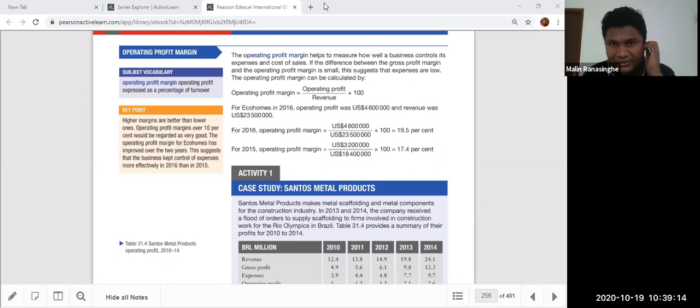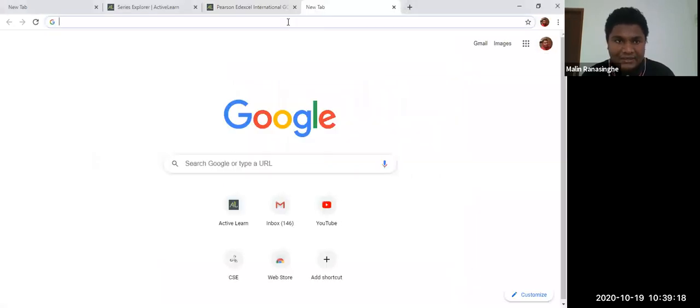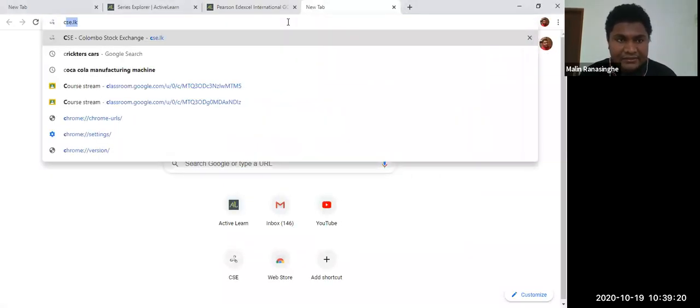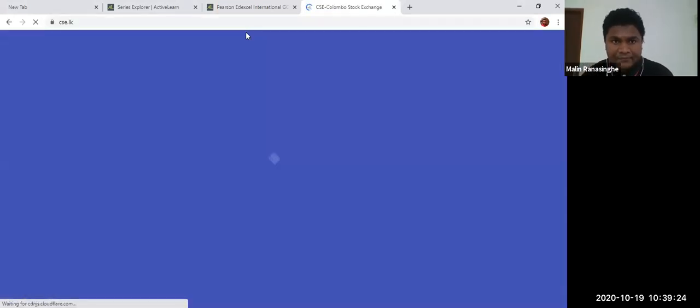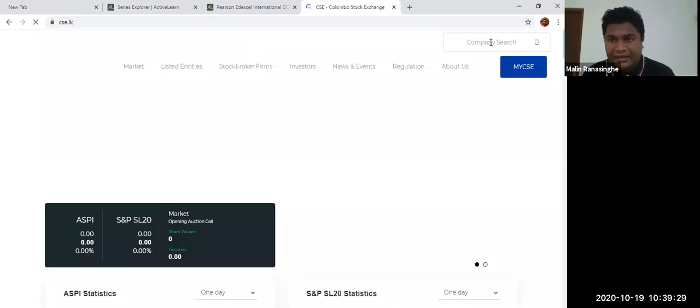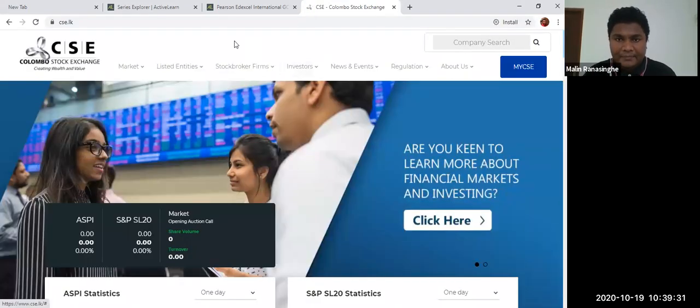Let's go to, I'll show you the gross profit margin and everything. Let's go to one of the companies in Sri Lanka. Let's go to the Colombo Stock Exchange and search about this. Let's search about one of the key companies of Sri Lanka. Let's go to one company.